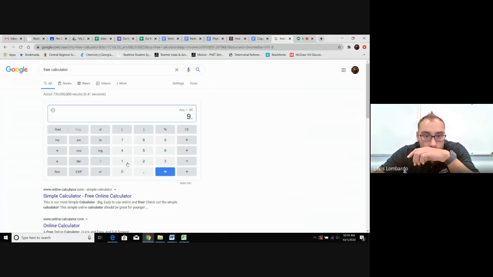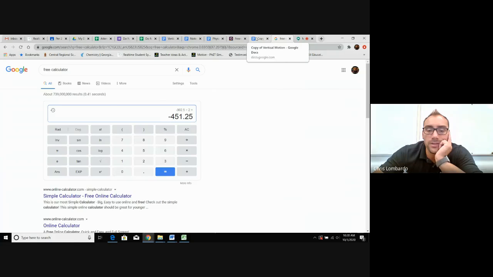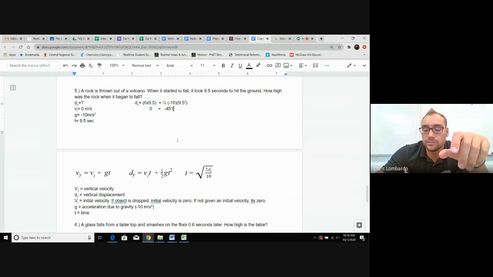9.5 squared. Okay, there it is. Equals, all right. So you have that. Now we have to multiply that by a negative 10 and then divide that in half, cut that in half. Equals. So now we're here. Negative 451.25. So 0 plus that is going to give us a negative 451.25 meters as our distance. That means we're below, but that's just for the height. So our height is just the absolute value of that, 451.25 meters.